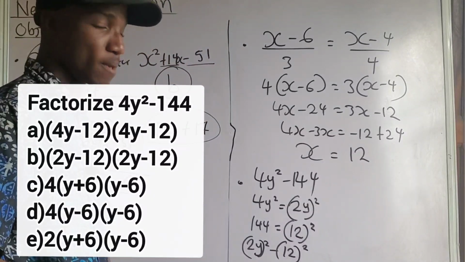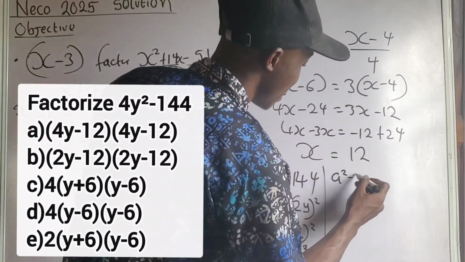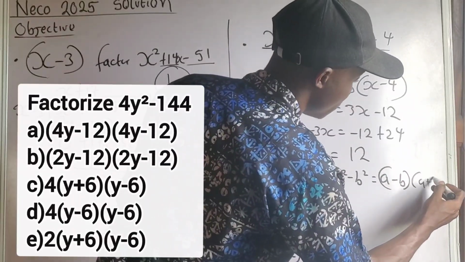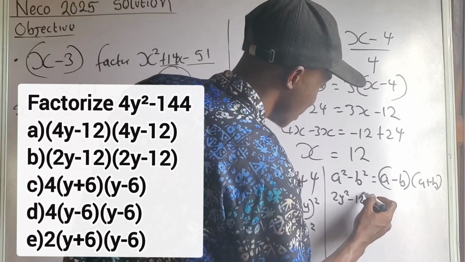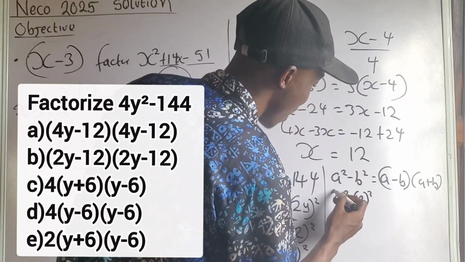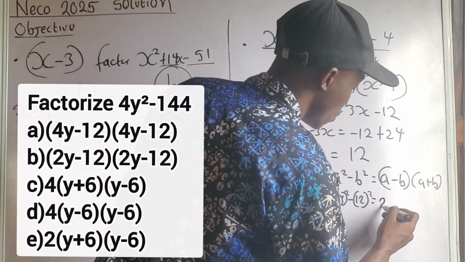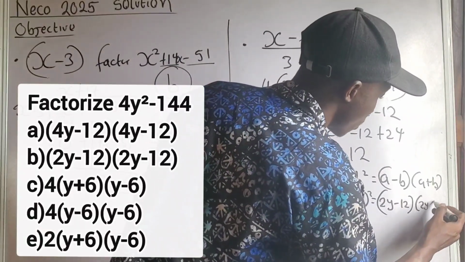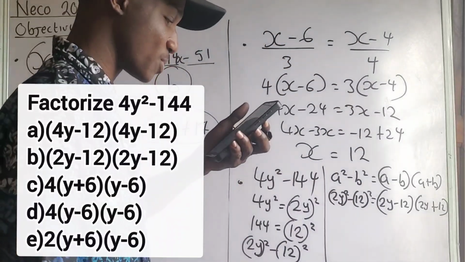Are you getting it? Now, from this point, use the difference of two squares: a squared minus b squared equals (a minus b)(a plus b). Hence, (2y) squared minus 12 squared can be written as (2y minus 12)(2y plus 12). Okay, let us check the correct option.